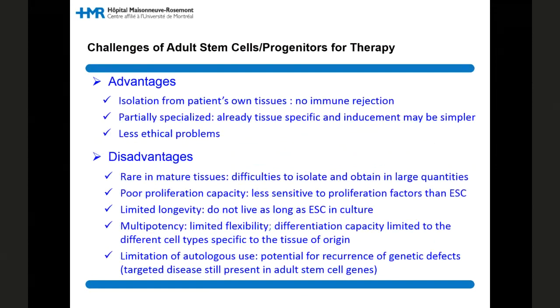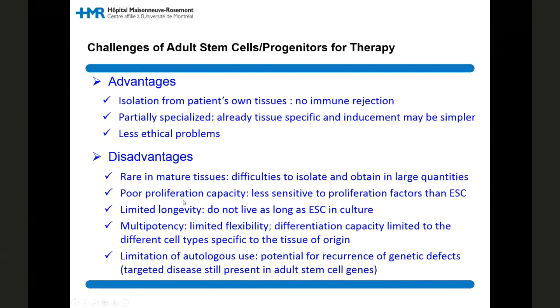If we're going to adult stem cells, well, obviously there are a number of advantages. It's easy to get the cells and to isolate them. If we're talking autologous, then there's no rejection. You can use partially differentiated cells or induce the differentiation, and there are obviously fewer ethical issues. But there are disadvantages because the stem cells or the progenitor cells are usually rare in the different tissues. It might be difficult to isolate them and to obtain them in sufficiently large quantities that you are able to start a clinical trial.